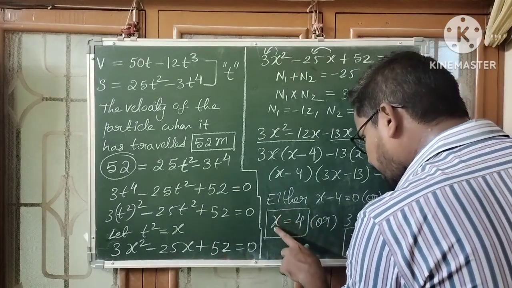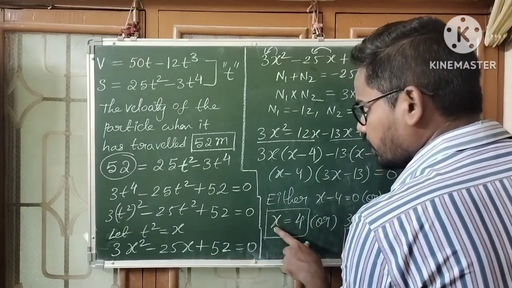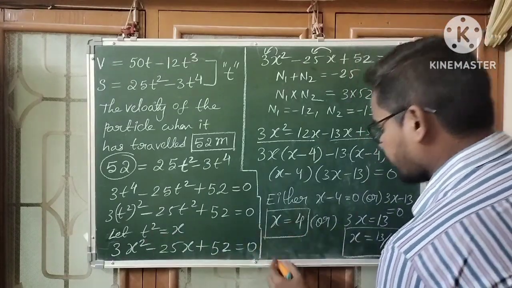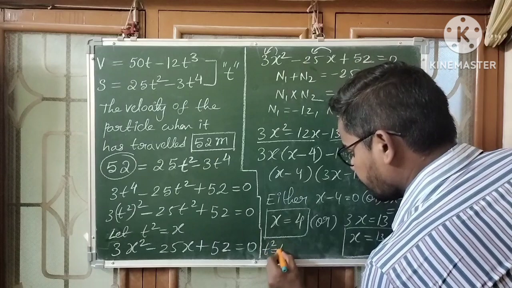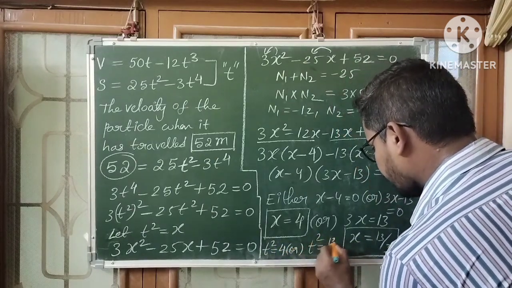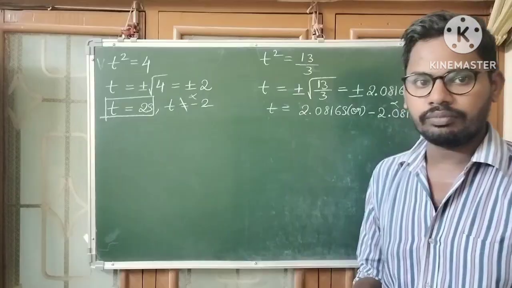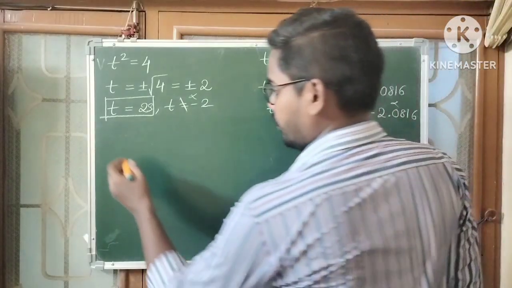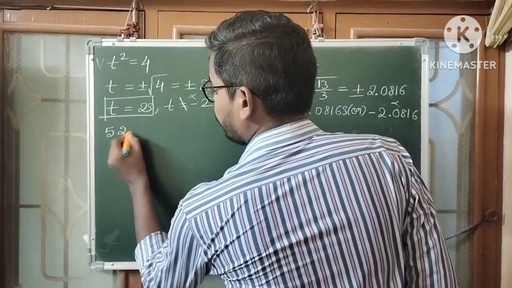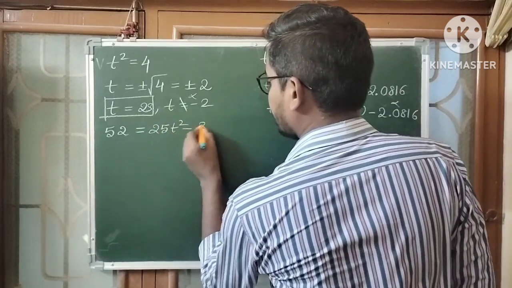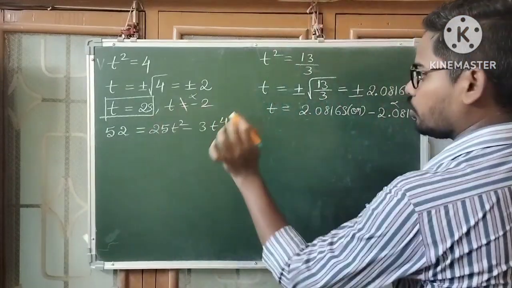But what is the actual expression for x? Here x is equal to t square. Replace x by t square. Then t square is equal to 4, or here also replace x by t square, t square is equal to 13 by 3. So we have got two solutions for the given equation. So here what is the equation? 52 is equal to 25 t square minus 3t power 4. So we have got two solutions.